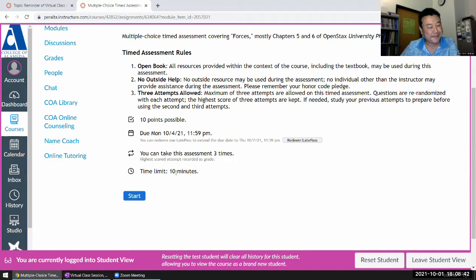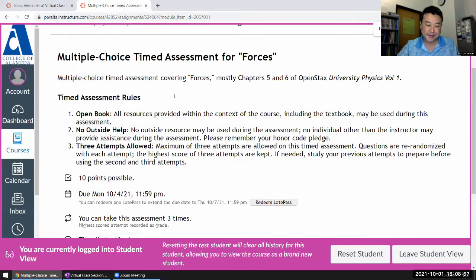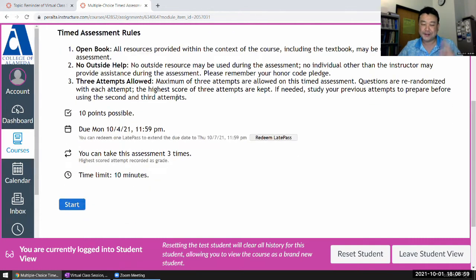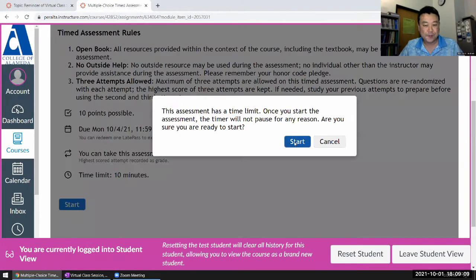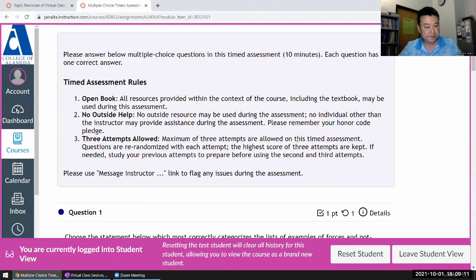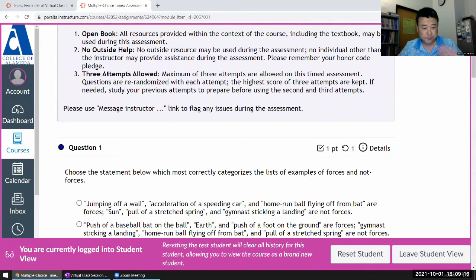So let me take the next 10 minutes working through this under the same time limit that you have, with no other help. I'm also in as a test student, so I don't have any special access. The only special access I have is I know this content much better than any student can be expected. So with that, let me get started. Okay, that's about the time I'm starting so that I can watch and manage my time well. I have 10 minutes, open book, no outside help.